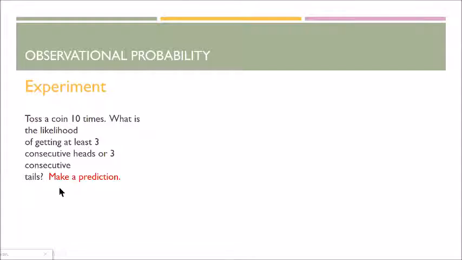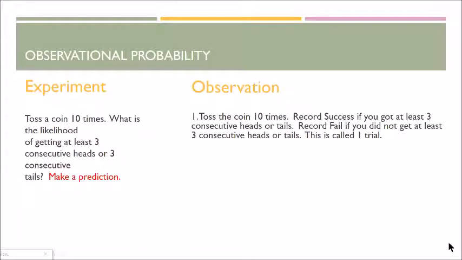So 3 in a row. I want you to think about this, pause the video if you need to, and make a little prediction. What do you think the chances are? What's the probability of that happening? We can calculate that theoretical probability, and we will later in the chapter. But for now, we're going to start with observation and simulation.